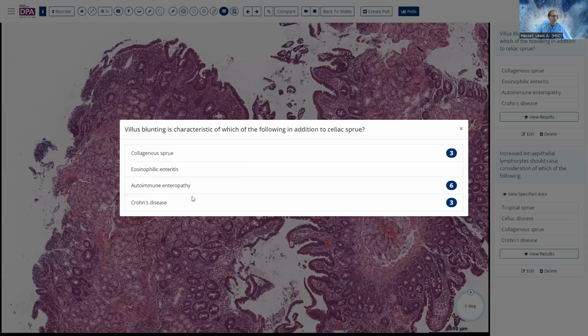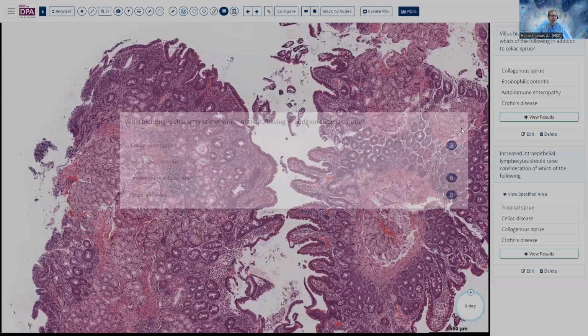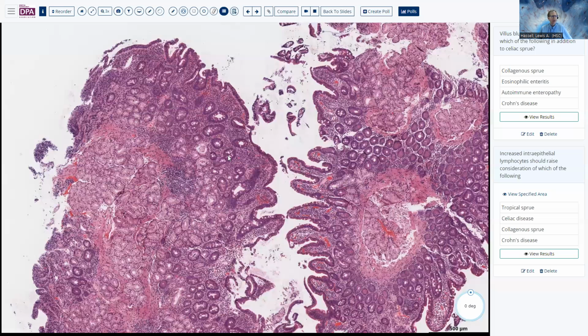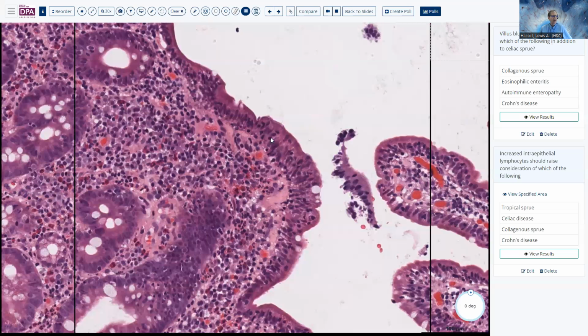celiac sprue, the most frequent other association is autoimmune enteropathy. Now, these other lesions may also occasionally give you villus blunting, not likely eosinophilic enteritis, collagenous sprue, not very often. But the most frequent one to remember is autoimmune enteropathy. And then the question is, do we have intraepithelial lymphocytosis? And I think as you'll see here, we do have a whole bunch of extra nuclei in the epithelial surface compartment, as well as even down below the surface, that are greater than what we would normally accept as normal, kind of 1 to 5 nuclei.